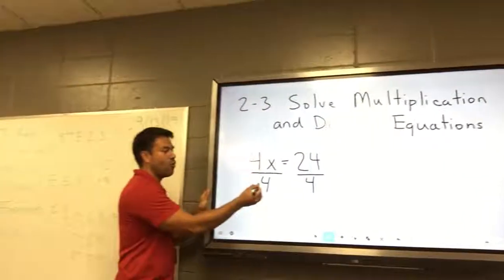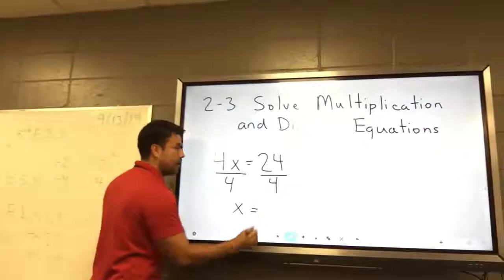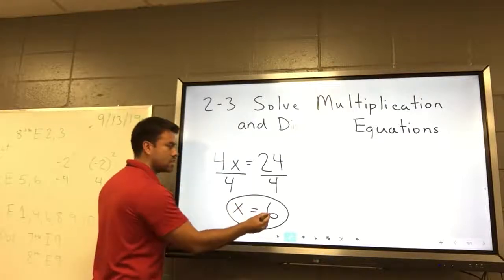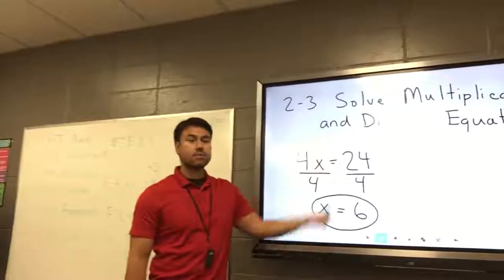Because what's 4 over 4? 1. What's 1 times x? And then 24 divided by 4. Okay, we say that x equals 6 is equivalent to 4x equals 24. They have the same solutions.